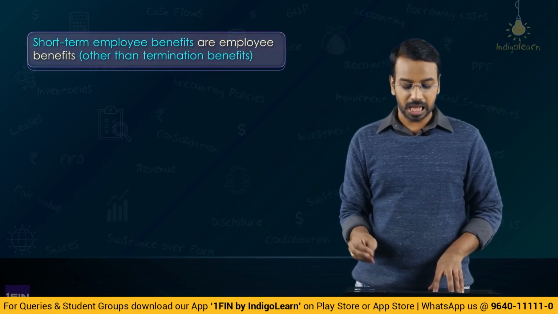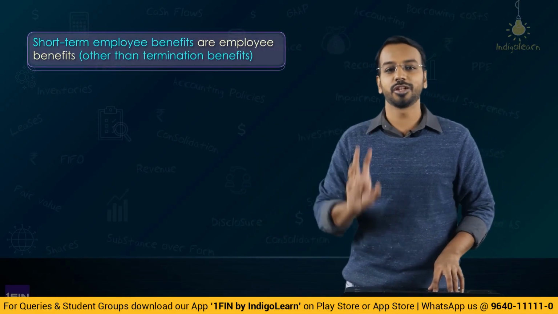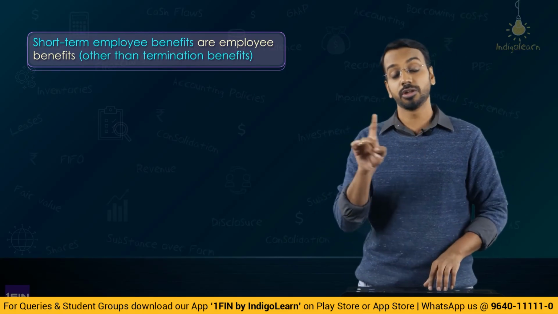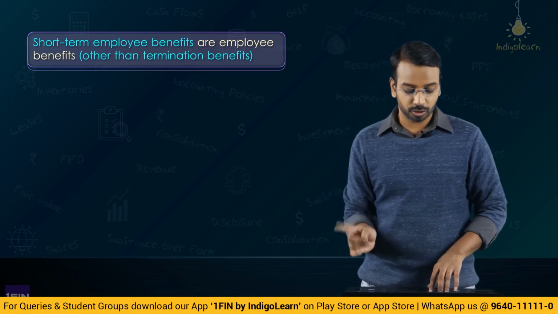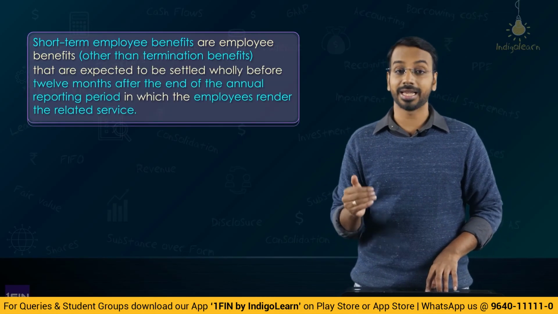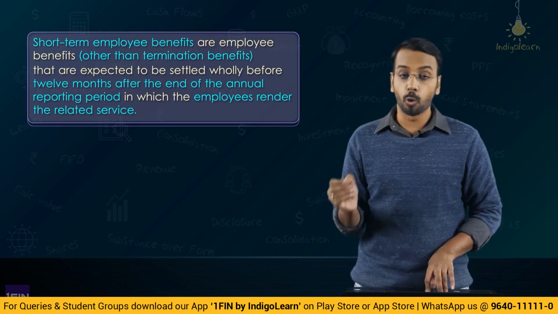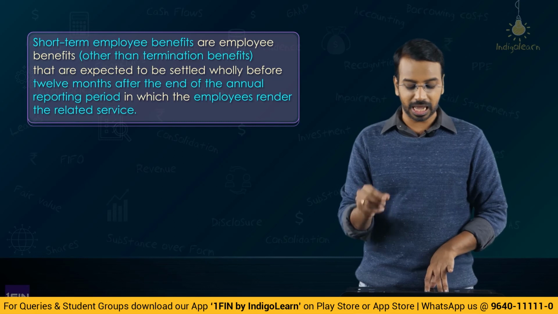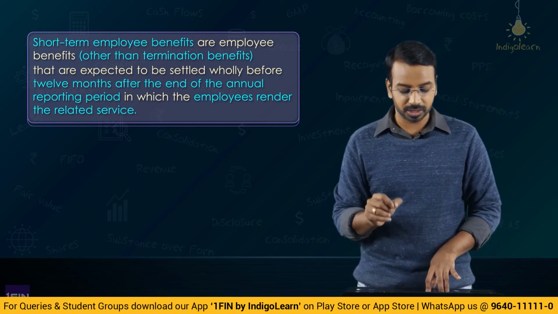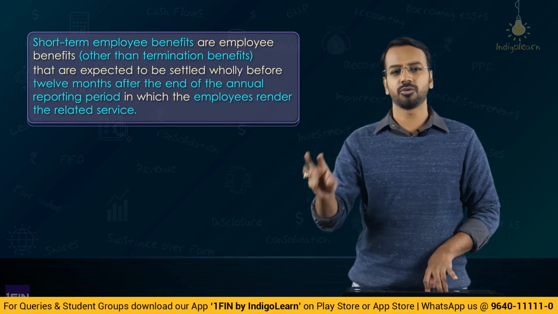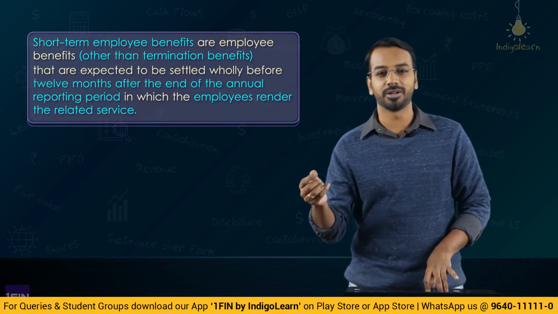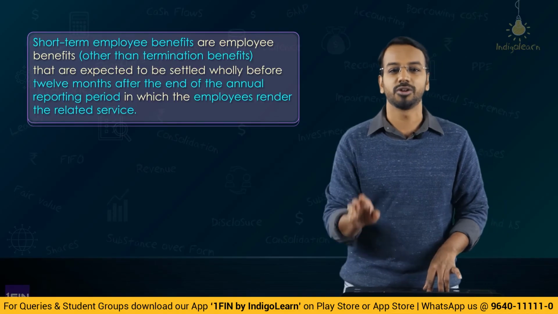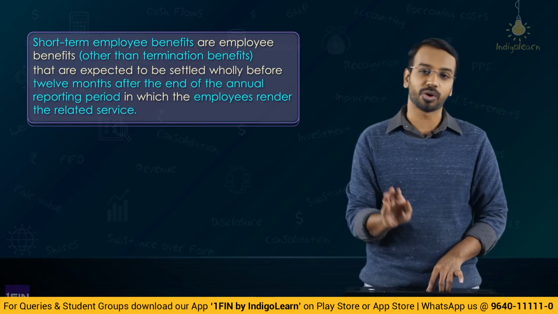Short-term employee benefits are employee benefits other than termination benefits. So if it is a termination benefit, you will categorize that as a termination benefit. So you will not classify them as short-term benefit. Short-term employee benefits are employee benefits that are expected to be settled wholly, means fully, not even partly, wholly before 12 months after the end of the annual reporting period in which the employees render the related service, right? As I told you, your normal salary, your dearness allowance, your HRA, all of those things are paid within 12 months from the end of the annual reporting period, and are called short-term employee benefits.